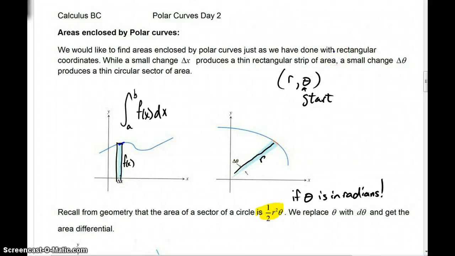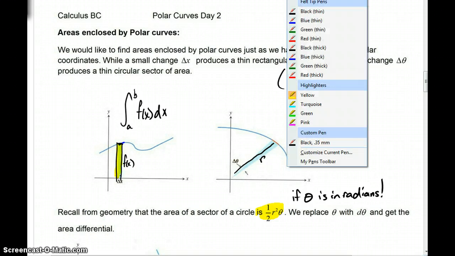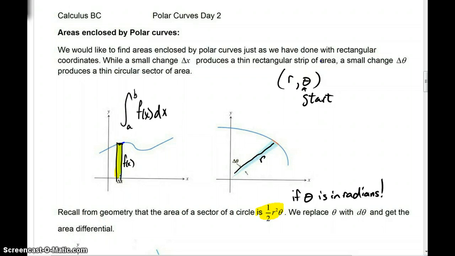Okay, for our day 2 on polar curves, we're going to talk about area. And just as we could find the area of a function on a certain interval from A to B, and that's what our first picture is right here, we can see that we would deal with rectangles, of course. The base of the rectangle would be delta x. The height would be f of x. And we could integrate from a to b of f of x dx, with dx equivalent to delta x. We would be able to determine the area bounded by the function and the x-axis.